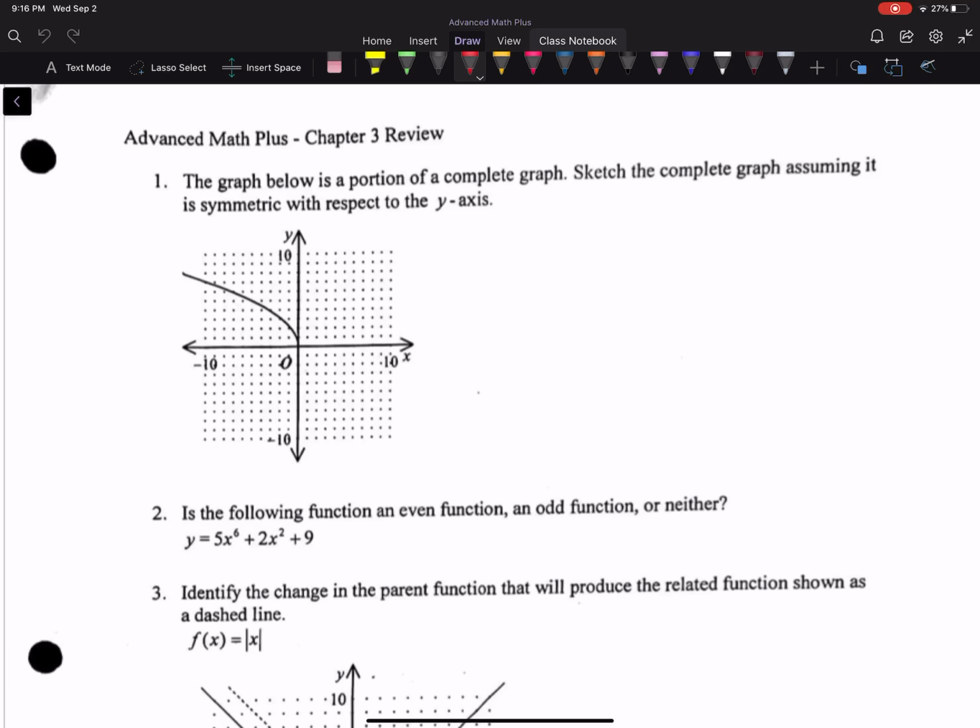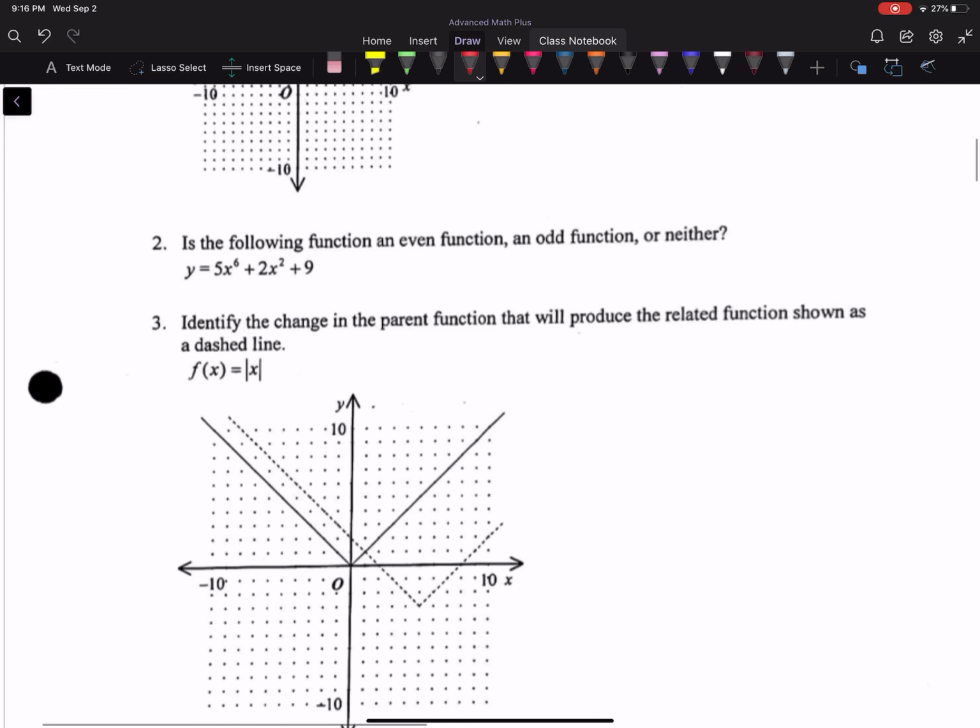Number one, we'll just get right to it. Number one says the graph is a portion of a graph, complete graph. Sketch the complete graph assuming it is symmetric with respect to the y-axis. All that means is we're going to flip it over the y-axis, so you should draw a line that looks something like that, and you're done.